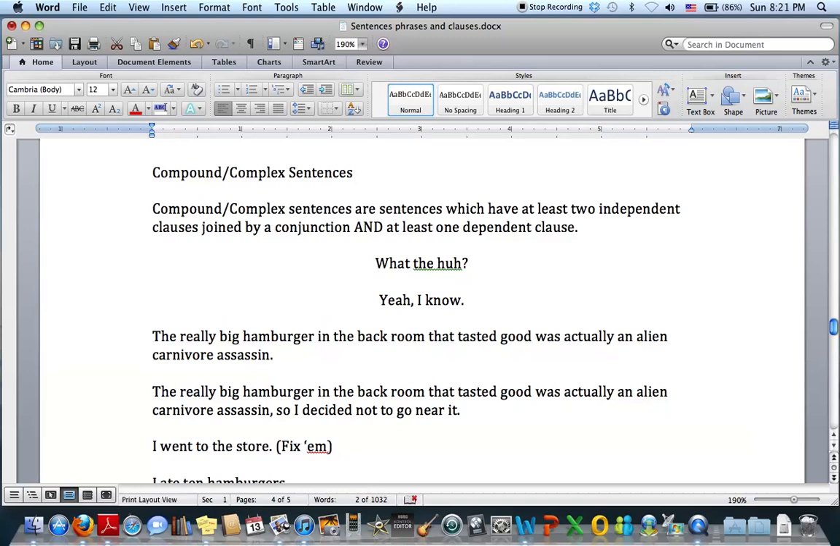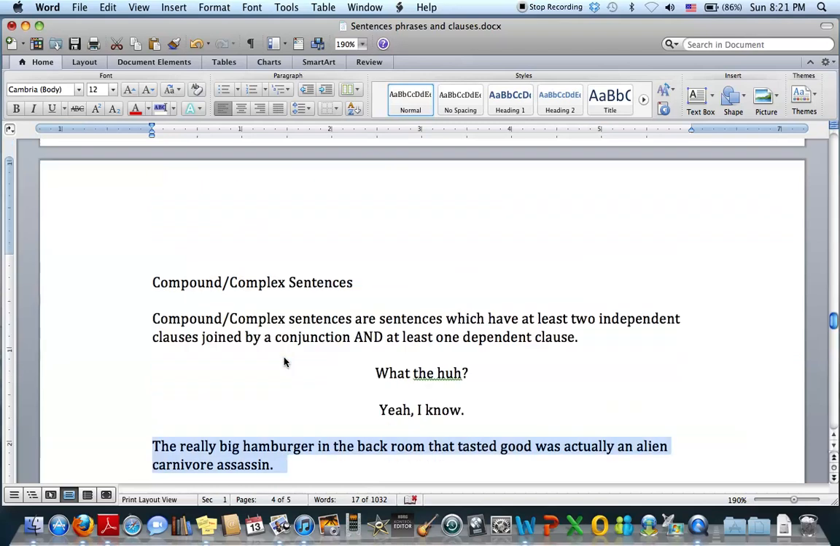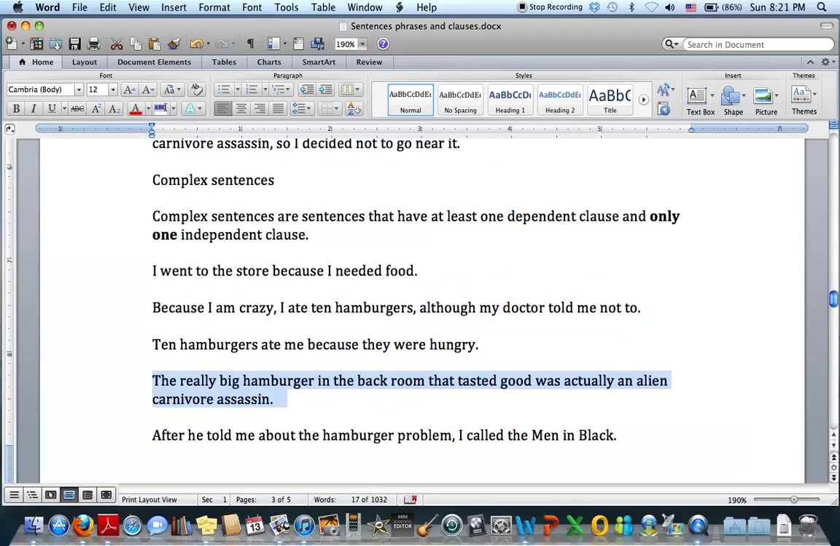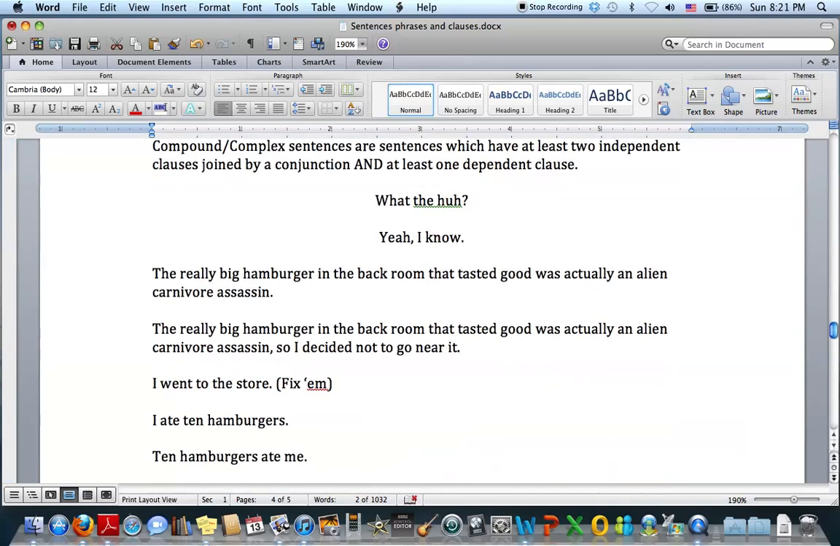Okay, so let's take a look at this one. The really big hamburger in the back room that tasted good was actually an alien carnivore assassin. Now, if you remember, we just looked at this and we said, yeah, this is an example of what type? Yes, complex. It's a complex sentence. So that's what we got. Here's a complex sentence. But when we were looking at compound sentences, this one was sitting in there.